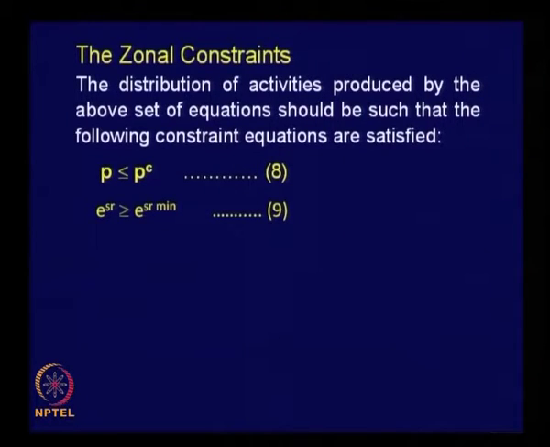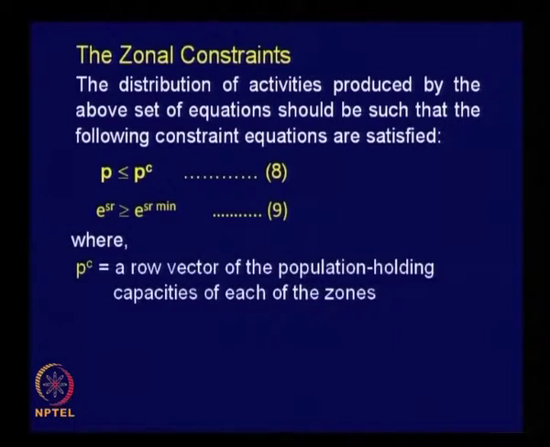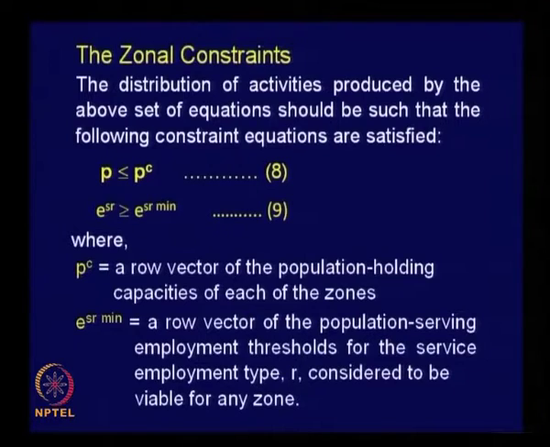If there are any questions, you are welcome to raise, there is no problem. Where P_C is a row vector of the population holding capacities of each of the zones, and E_SR minimum is equal to a row vector of the population serving employment thresholds for the service employment type considered to be viable for any zone. Clear? That is the E_SR minimum. So, these constraints are to be satisfied by the model.